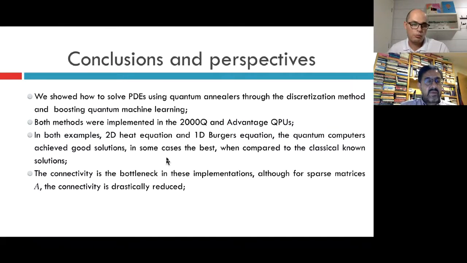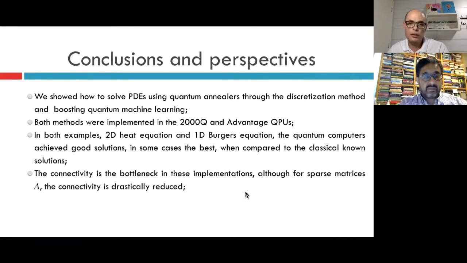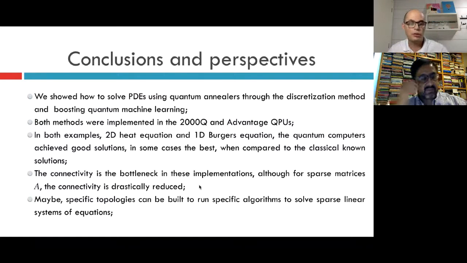And it's important to observe that the bottleneck of these implementations relies on the limited connectivity in these computers. But in some cases, mainly when we are working with sparse matrices, maybe we can achieve better results than the classical computers, classical machines. And another possibility would be developing specific topologies to deal with particular problems.